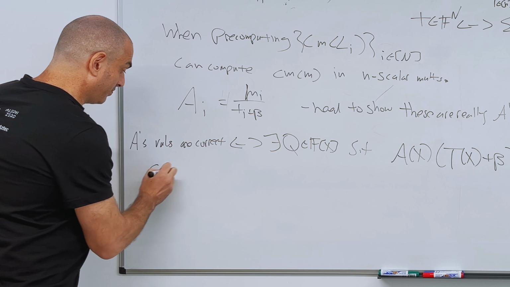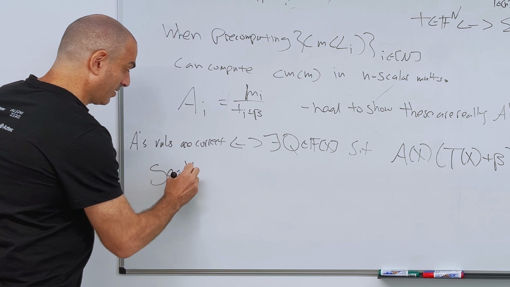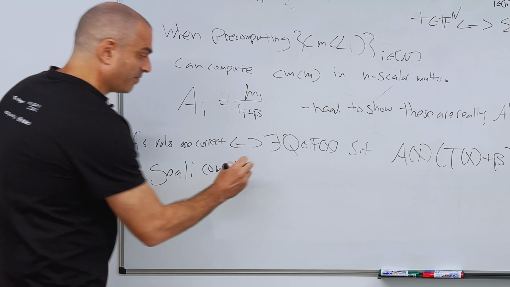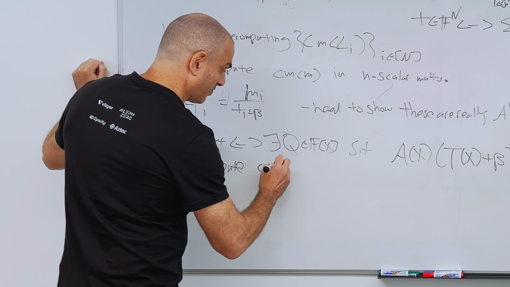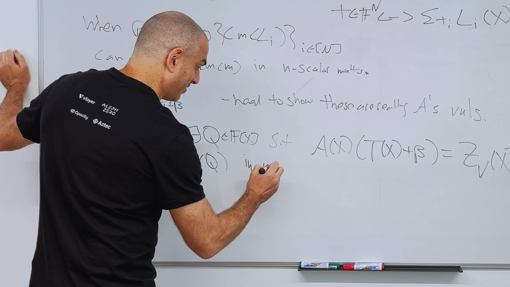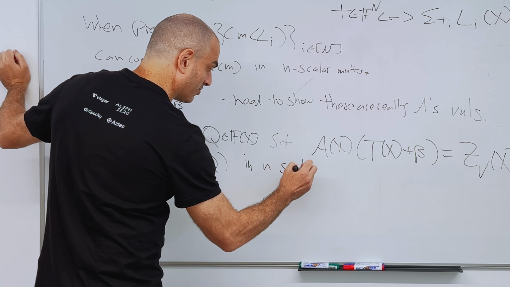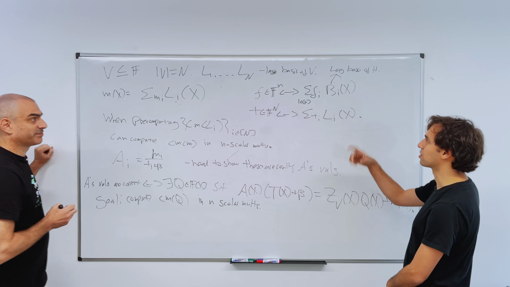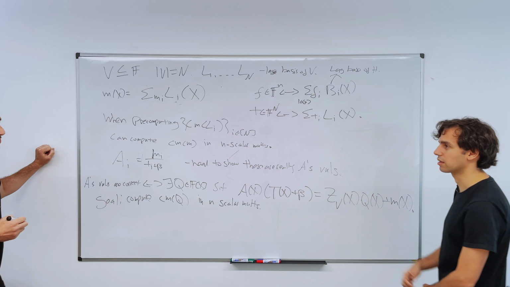So our goal is to compute the commitment to Q, like we did with M. Our goal is to compute the commitment to Q in little n scalar multiplications. Again, it's this thing of removing the dependence on big N. Cool. So the degree of Q is definitely around big N.